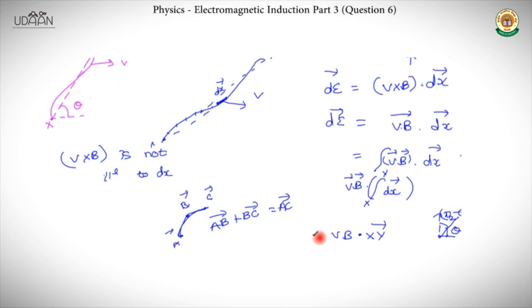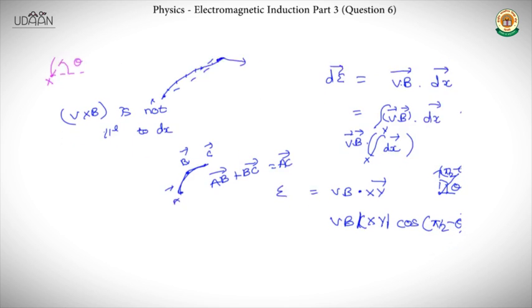If we do this, the total EMF would be v dot b dot xy, and if we solve the dot product, it will become vb into mod xy into cos of pi by 2 minus theta, because the angle between the vb vector and the xy vector is pi by 2 minus theta. And here we have assumed A to be theta.